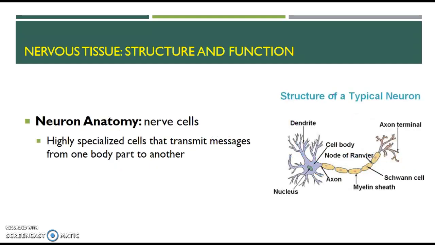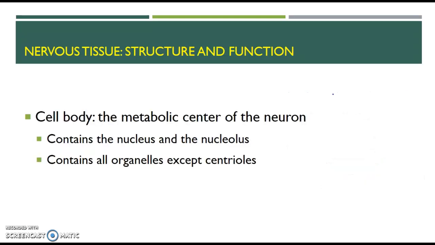Now we're going to get into neurons, which are our major cell type of the nervous system. These are the ones that are going to be able to transmit body messages extremely quick from organ to organ. And we're going to basically go through all the major parts of the neuron and how it works. So the cell body is your major metabolic center of the neuron. This is where all of the organelles are going to be found, including your nucleus and nucleolus.